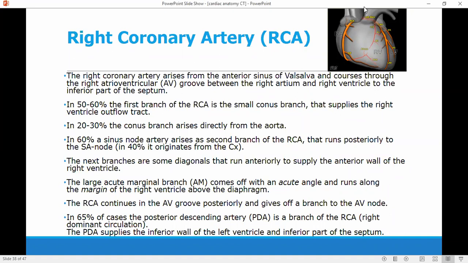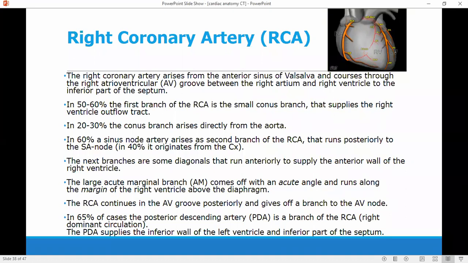In 60%, sinus nodal artery arises as a second branch of RCA. This one that runs posteriorly to the SA node. In 40%, it originates from the circumflex. The next branches are some diagonals that run anteriorly to supply the anterior wall of the right ventricle.